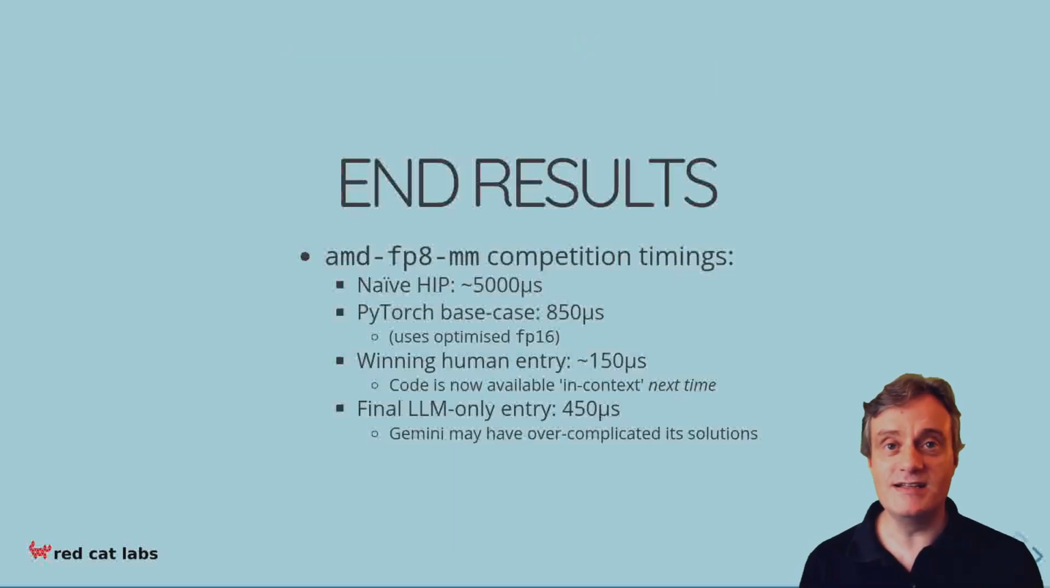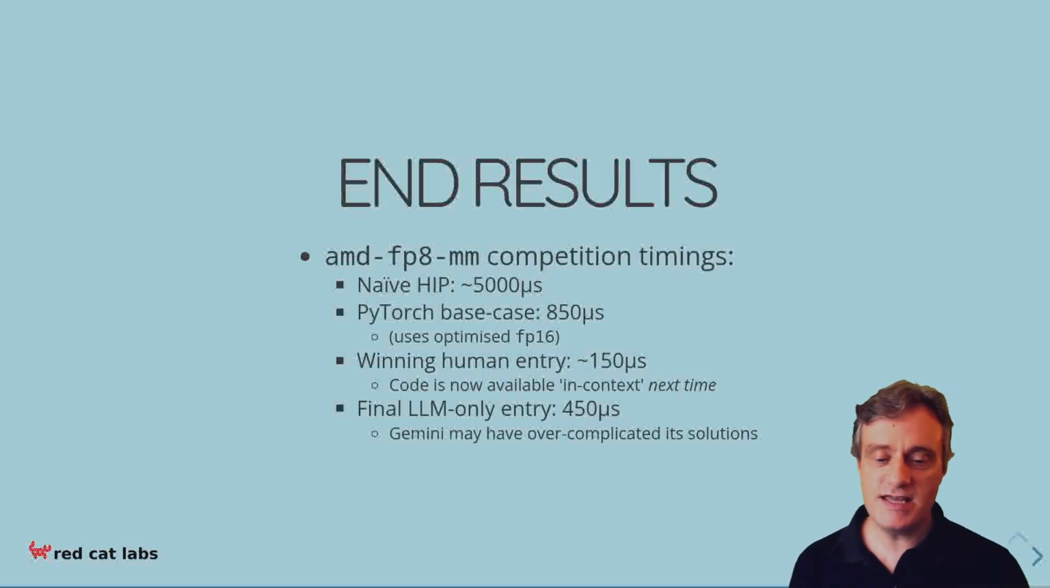So in terms of end results, I'm reasonably happy with how this did. You can see here that the PyTorch base case took 850 microseconds. And this was using the optimized FP16 kernels, but not 8-bit kernels, right? But this is using the very best things which PyTorch currently uses.